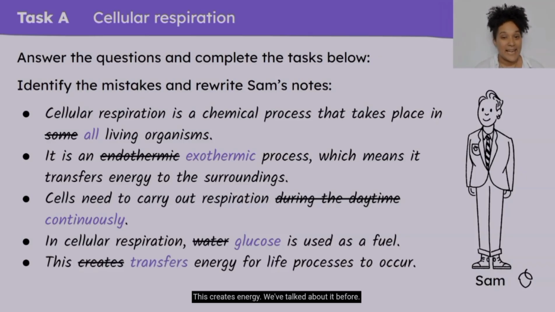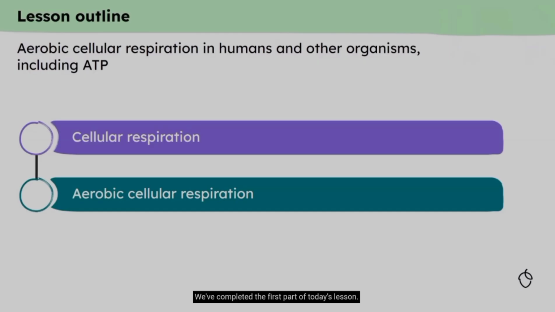This creates energy. We've talked about that before. Energy can't be created or destroyed. This transfers energy for life processes to occur. Okay, well done if you got those right. We've completed the first part of today's lesson. We've defined cellular respiration and we've looked at that definition in a lot of detail.